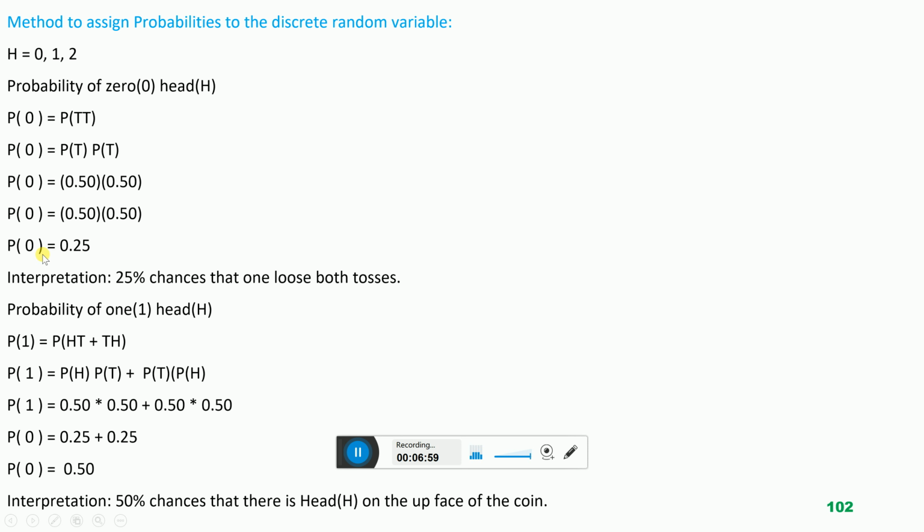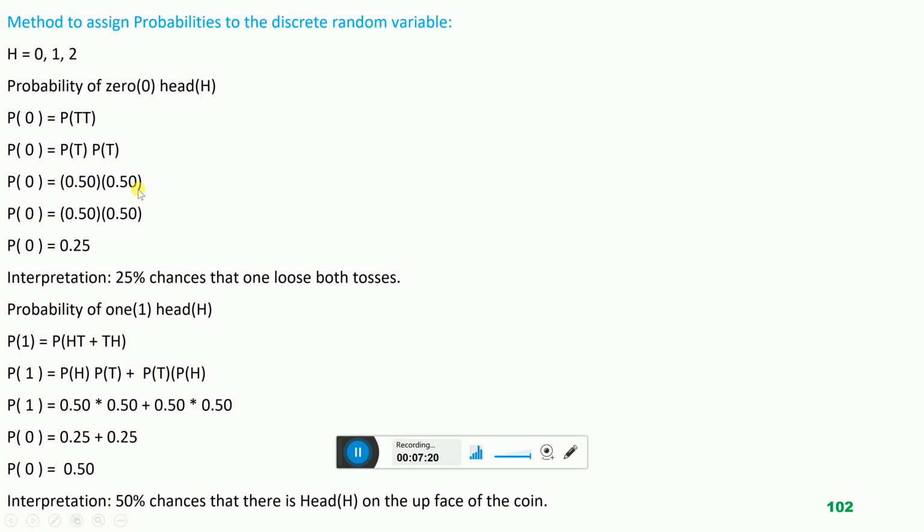What does this mean, probability of 0 head 0.25? What is its interpretation? Interpretation means there are 25% chances that the one who is tossing loses both tosses. 25% chances of zero head when we toss a coin twice.